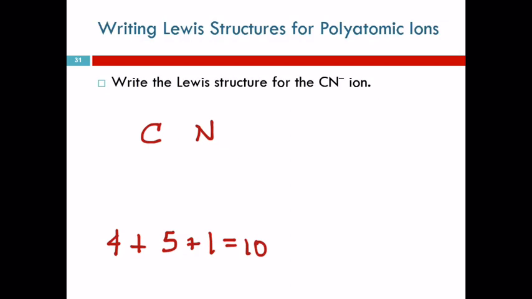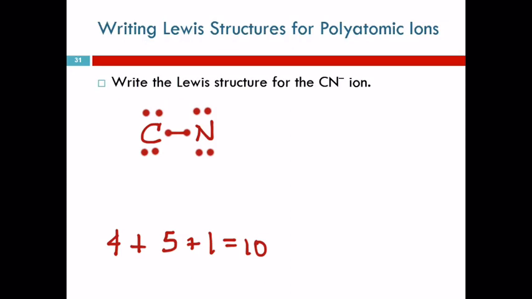So I'm going to start by putting 2 dots between carbon and nitrogen, because there has to be a bond there. So that's 2, 4, 6, 8, 10. Well, let's make this a bond. Is the carbon happy? Does it have an octet? No. Is the nitrogen happy? Does it have an octet? No. What do we do?